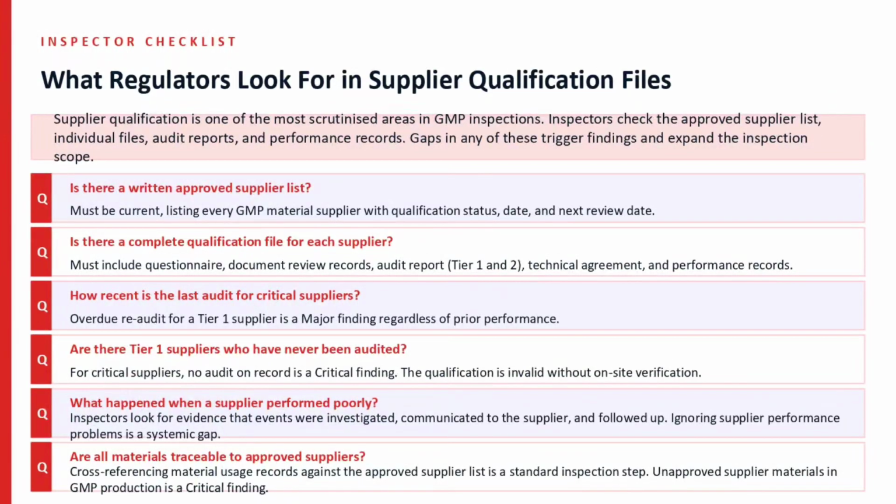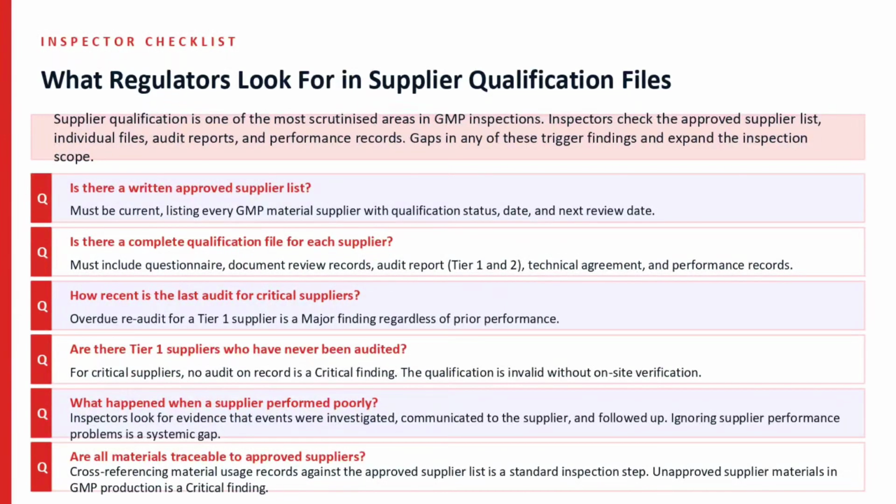The third question is how recent the last audit was for your critical suppliers. Inspectors will compare the audit date against your defined re-audit schedule. An overdue re-audit for a Tier 1 supplier is a major finding, regardless of how well that supplier performed in previous inspections. The fourth question is whether any Tier 1 suppliers have never been audited. For critical suppliers, no audit on record is a critical finding. The qualification cannot be considered valid without on-site verification.